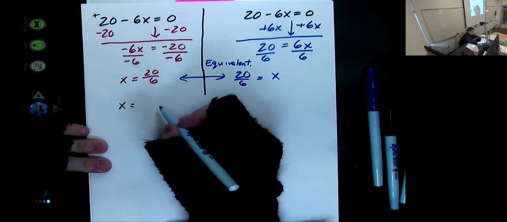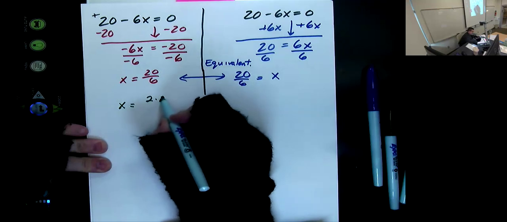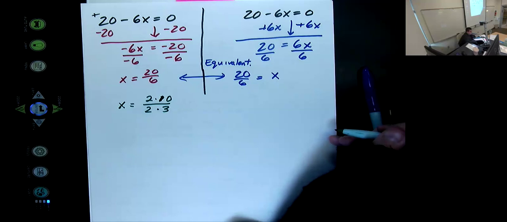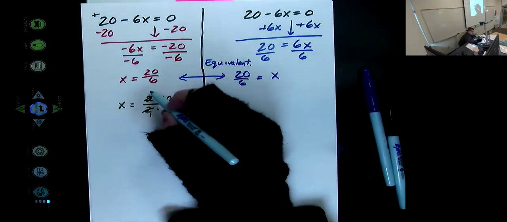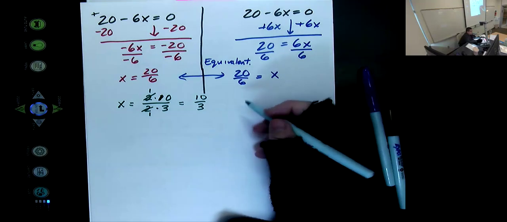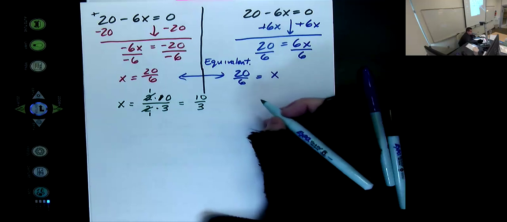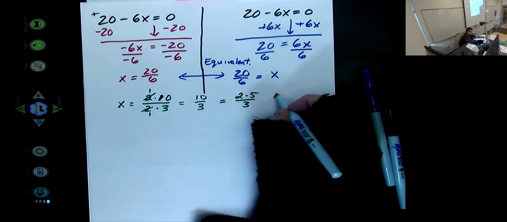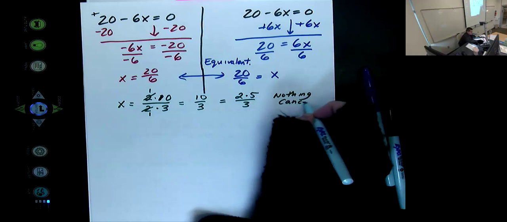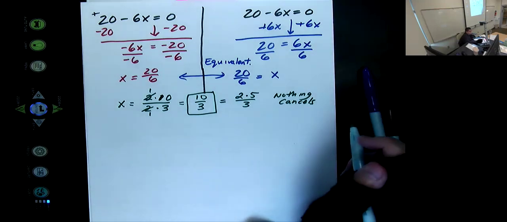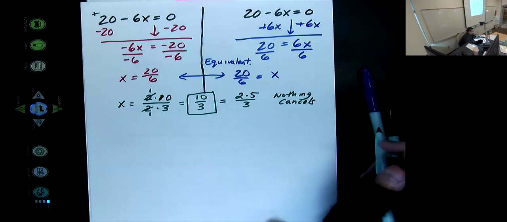This does reduce. 20 is 2 times 10. 6 is 2 times 3. We can cancel out the 2s in a pair, and we're left with 10 over 3. You should check to see if it goes further. If you can break down the number into the things that multiply to it, called the factors, you should. 10 is 2 times 5 over 3, but nothing cancels here. So that is the simplified form. I hope the homework takes that.